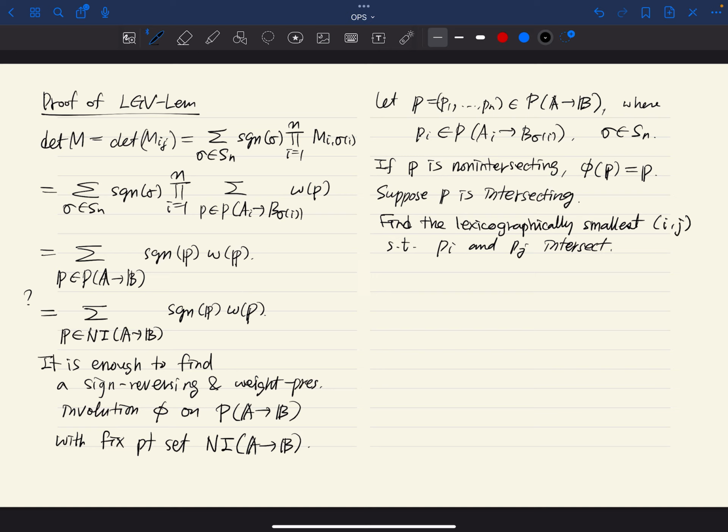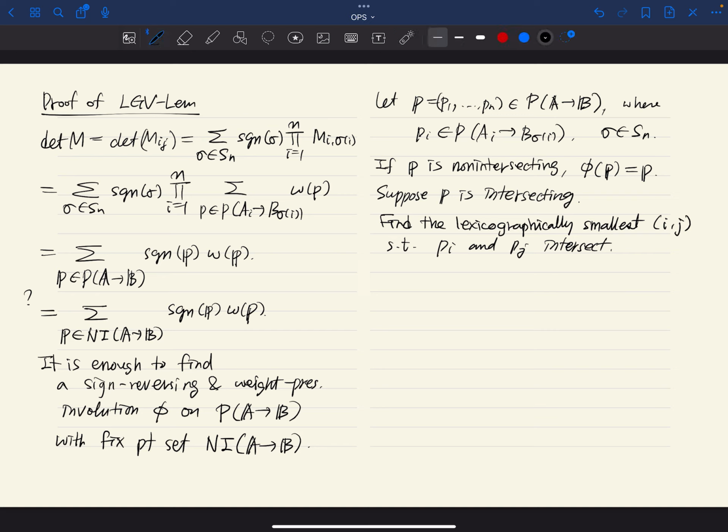Pick the smallest (i, j). By the way, lexicographically smallest means that this is less than or equal to, say, (k, l). Lexicographically means the first one is smaller, or if they are equal, the second is smaller than the second, and so on. So you compare the first element first, and then the next, etc.